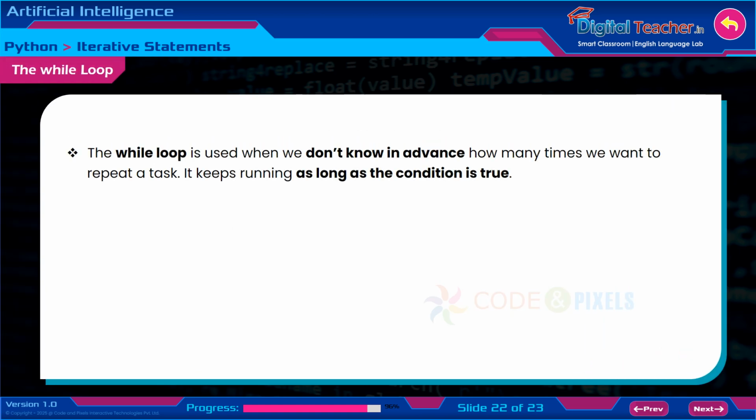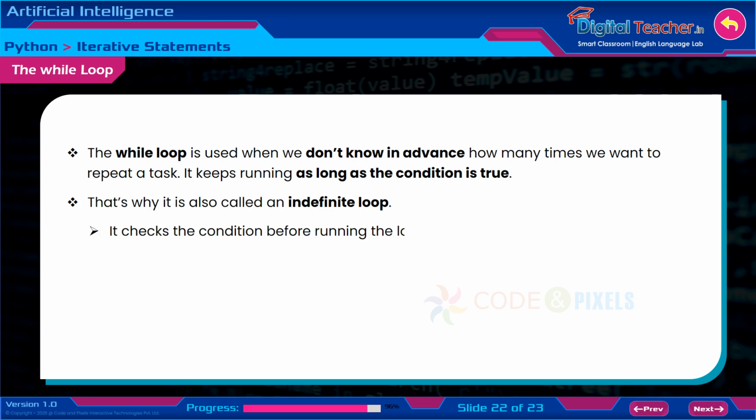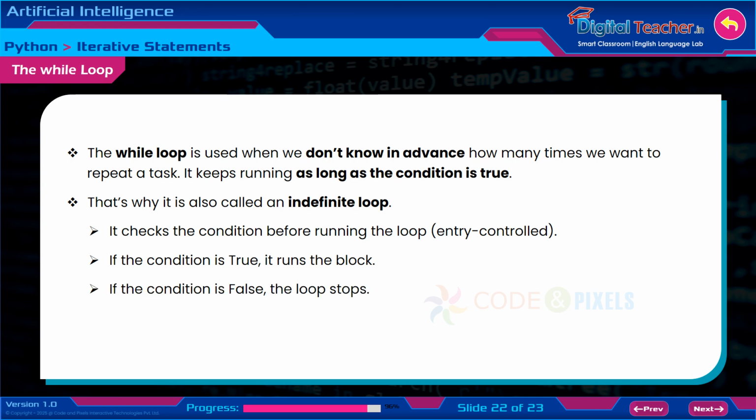The while loop is used when we don't know in advance how many times we want to repeat a task. It keeps running as long as the condition is true. That's why it is also called an indefinite loop. It checks the condition before running the loop. If the condition is true, it runs the block. If the condition is false, the loop stops. Indentation is required for the loop body.